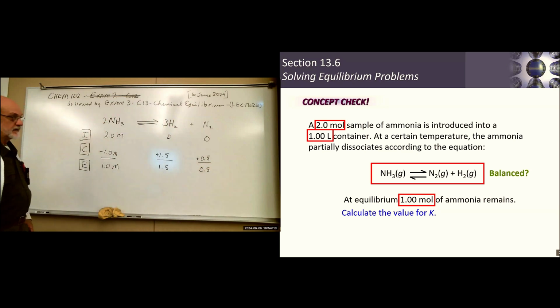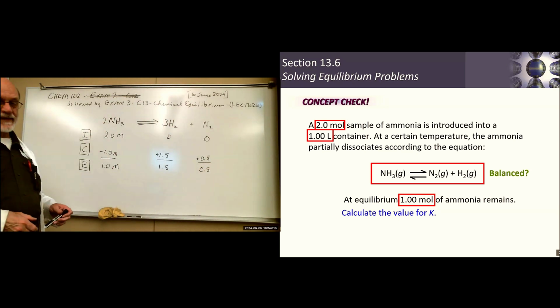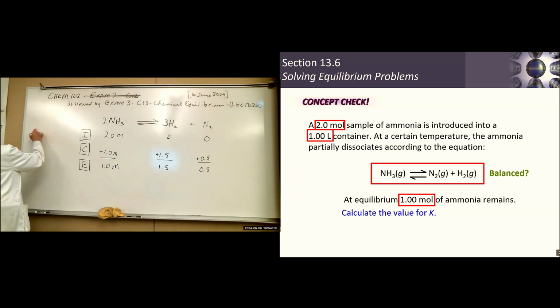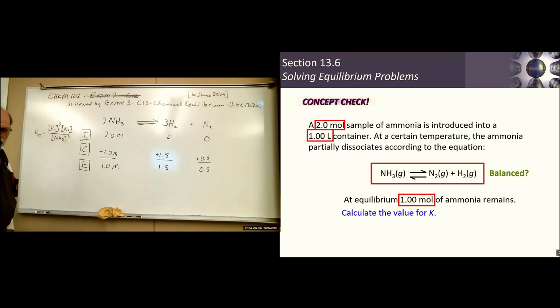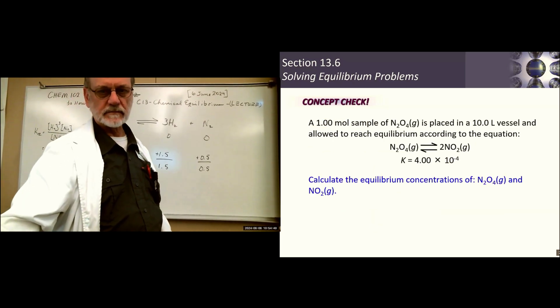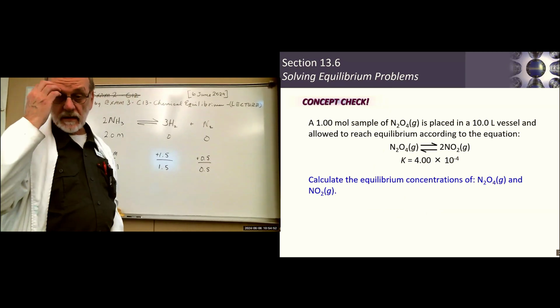We can calculate the K now that we've got those values. We just need to write the expression correctly, right? Keq equals hydrogen concentration to the 3rd power, nitrogen to the 1st power, divided by ammonia to the 2nd power. There we go. Just plug in the numbers. And you should end up with 1.69. Check yourself and see if that works. All right.